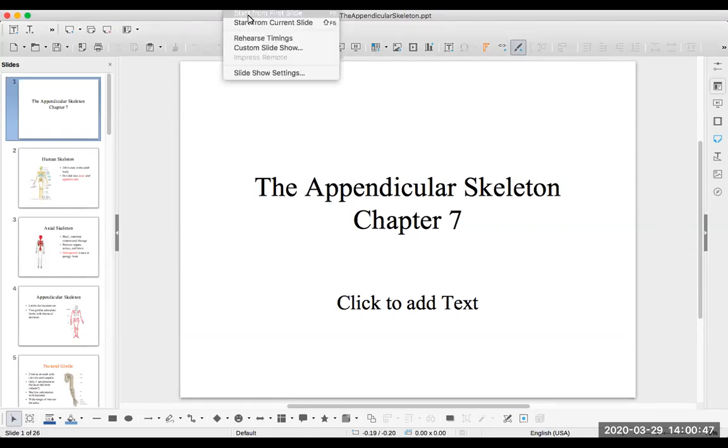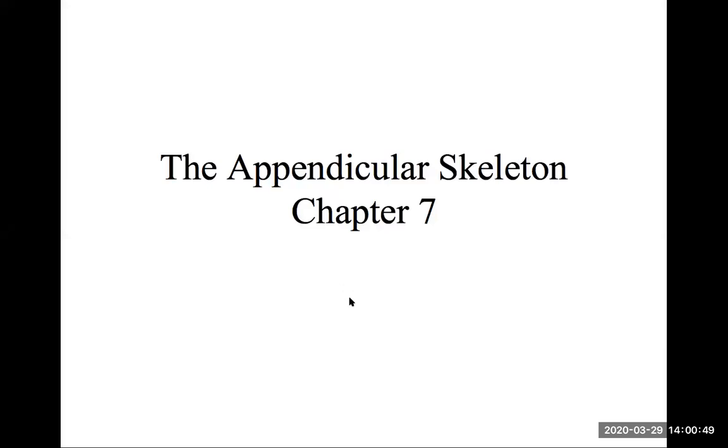So today we're going to start in on the skeletal system. I've broken it down into appendicular and axial components. In lab, we've already started with the appendicular skeleton, so that's where I'm going to begin with the lecture.